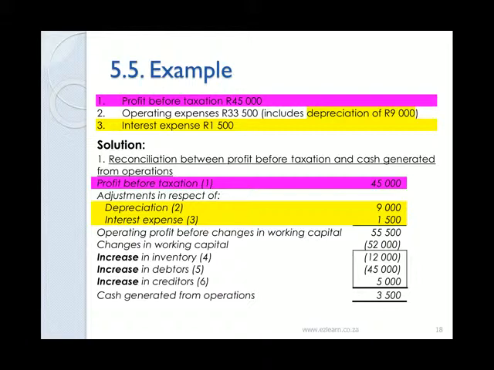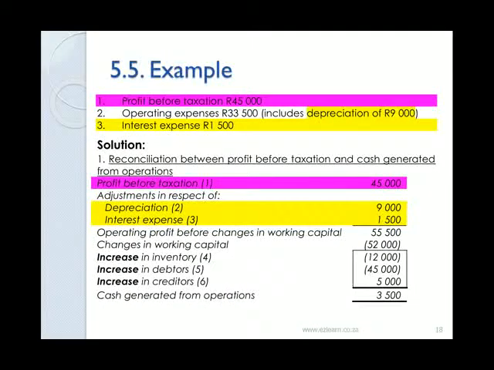The second piece of information tells you that operating expenses are 33,500. We're not worried about that amount. However, we do care about the fact that it includes depreciation of 9,000 Rand. This 9,000 Rand is not a cash expense, and therefore it would not have been paid out. As a result, in order to get cash generated from operations, we need to adjust by adding it back.